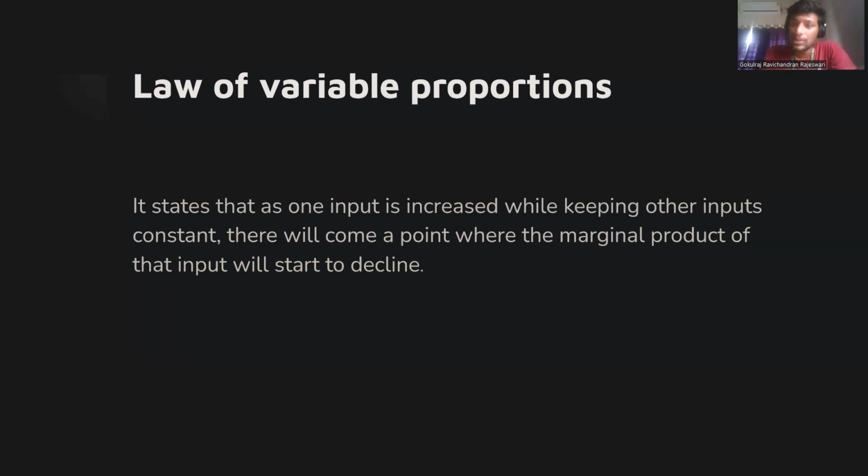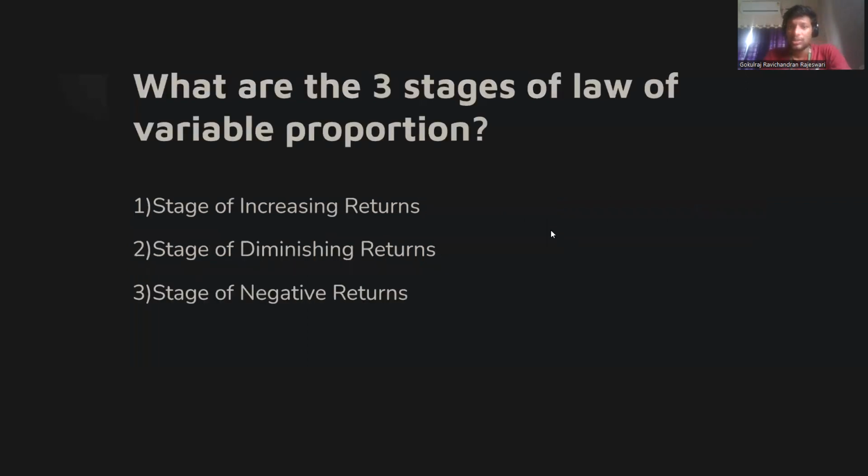This occurs due to several factors, including limited capacity of the fixed inputs, decreasing efficiency of the variable input, and diminishing returns of specialization, and also division of labor. So, what are the three stages of law of variable proportion?